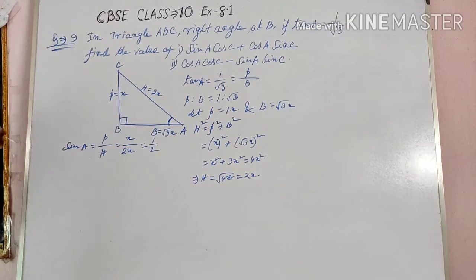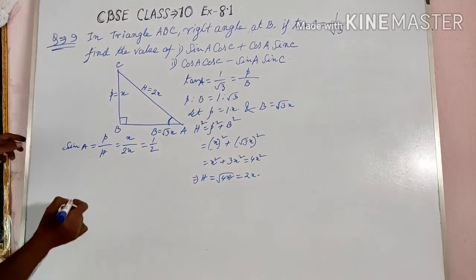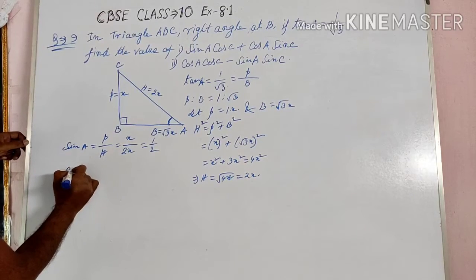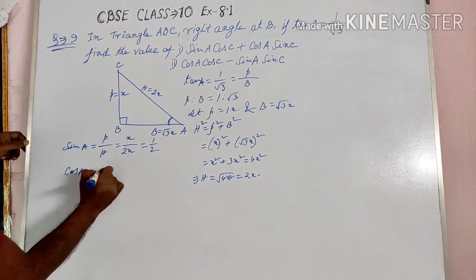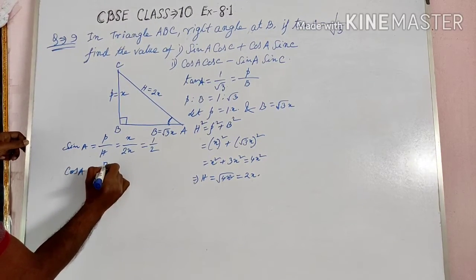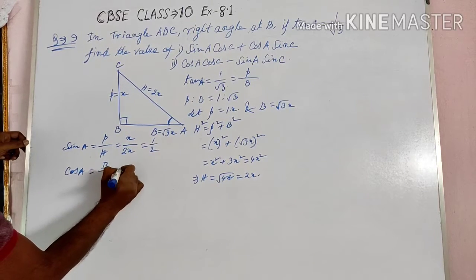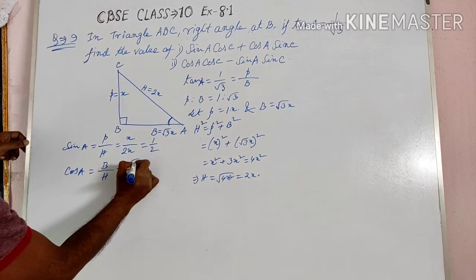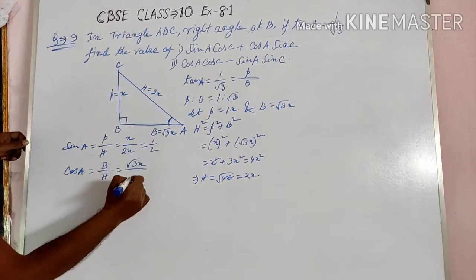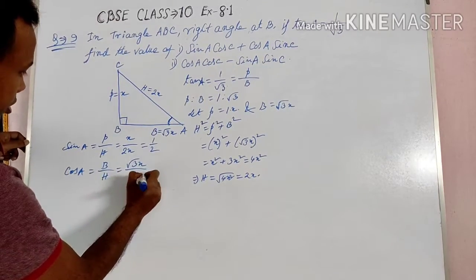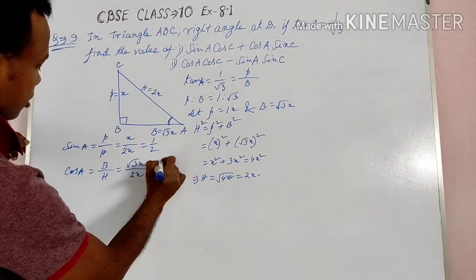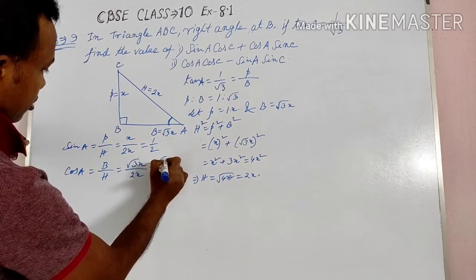Similarly, the value of cos A is equal to what? Cos A is equal to base by hypotenuse. What is the value of base? Root 3x by hypotenuse, which is 2x. X cancels out, that is root 3 by 2.